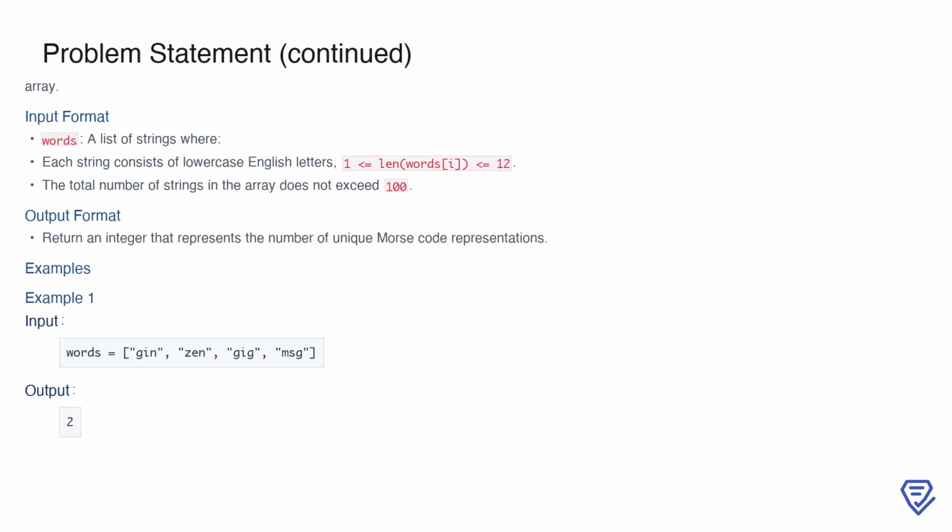Now, let's break down the input and output formats. The input is an array called words, which is a list of strings. Each string consists of lowercase English letters, and the length of each word in the array ranges from 1 to 12. Additionally, the total number of words in the array does not exceed 100. The output is a single integer representing the number of unique Morse code representations across all the words in the array. For example, if the input is words equals gin, zen, gig, msg, the output would be 2 because there are 2 distinct Morse code transformations among these words.